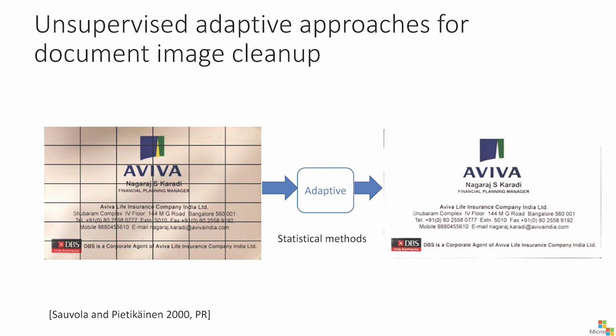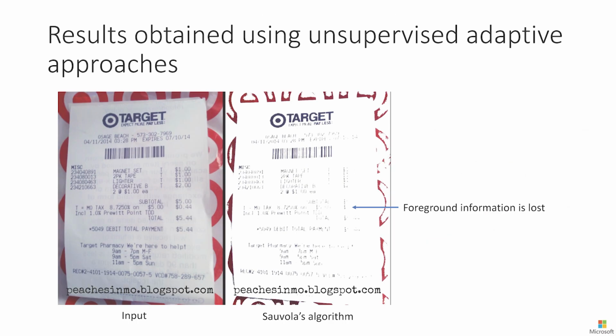Sauvola's algorithm is a very popular algorithm in this domain. And we'll see what some of the issues are here. The issue is that when there is a fixed set of information, the threshold, then sometimes the foreground information is lost when we just blindly apply the threshold at different patches. However good such algorithms may be, we can see that the information is lost when we do this kind of cleanup using an adaptive algorithm.